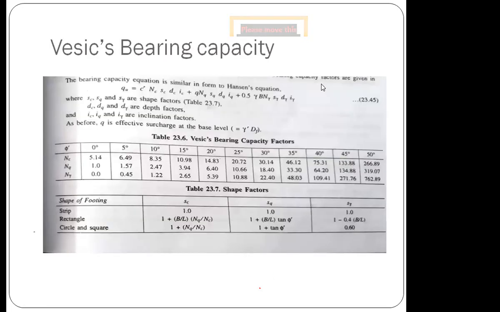So this is the basic equation, and this is the information about it. The basic equation is like this. See, in the IS code method you can see some difference. Here Nq minus 1 was there in the IS code equation, but the basic equation is just this one: qu is equal to c dash Nc Sc. The IS code has given the equation for qnu, the net ultimate bearing capacity, whereas the basic equation is for ultimate bearing capacity.